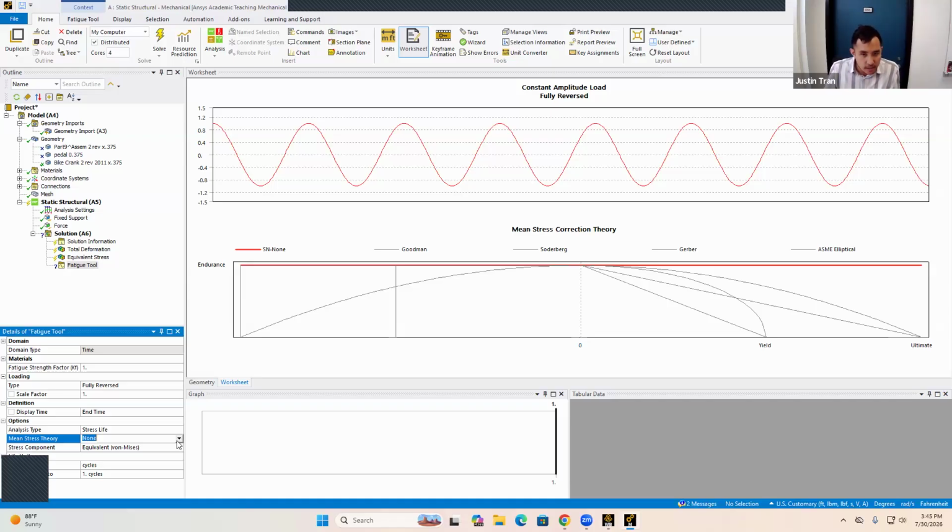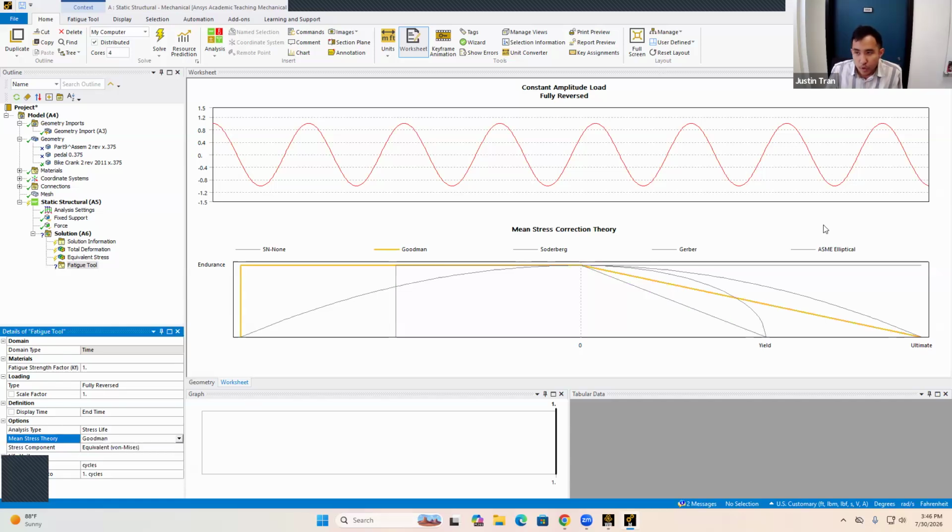There's a bunch of equations that go into this, but basically you need to choose one of these here. The two most common ones are the Soderberg and the Goodman theory. The Goodman theory goes like this: your material is going to be good up until here, and then its strength is going to steadily decrease until you reach the ultimate strength. The other one is the Soderberg, which only goes up to yielding.